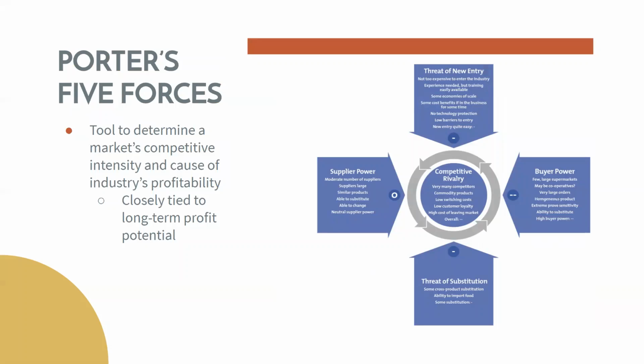And the other type of quantitative analysis is Porter's 5 forces, which is a tool that determines an entire market's competitive intensity rather than a specific firm. And Porter's 5 forces can also indicate the cause of an industry's profitability. So Porter's is very closely tied to long-term profit potential. So for this method of analysis, you have to analyze 5 different components and then put them together to create a big picture of the industry and the market. And I would definitely recommend for you to do a Porter's 5 forces analysis on all of the sectors that you're planning on buying during the competition.